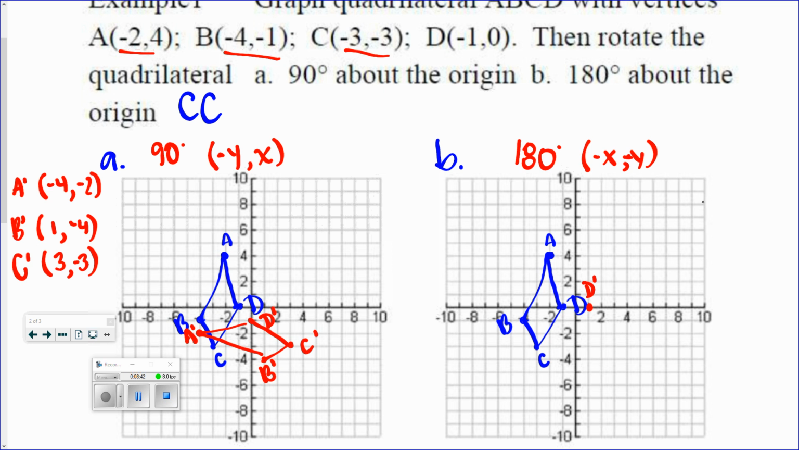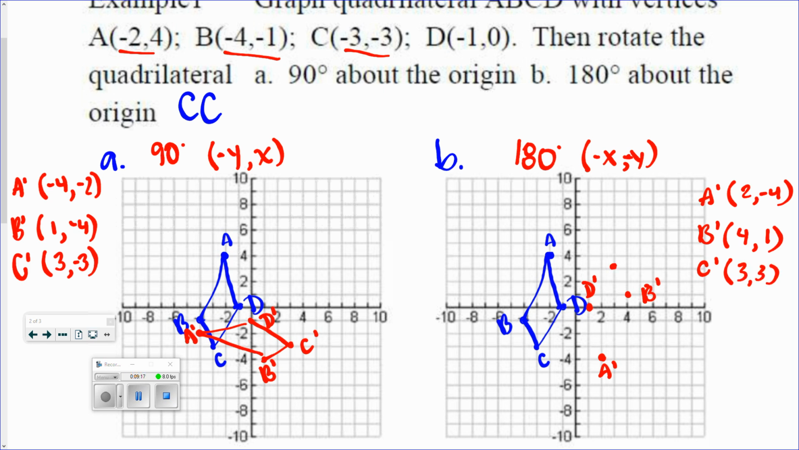So then we're going to look at A prime, B prime, and C prime next. So A prime, it is the opposite of what we had, so 2, -4. For B prime, it's the opposite of what we had, which is 4, 1, which is in the right quadrant that we need it to be in. And C is the opposite, so 3, 3, which again is in that correct quadrant.